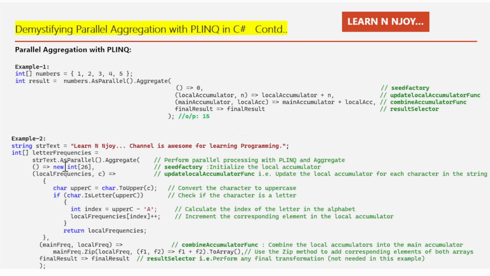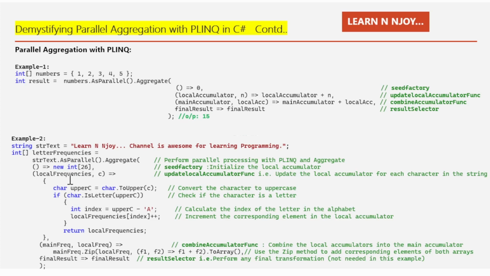Then as the first argument of this Aggregate method, I have written opening closing parenthesis goes to new int[26]. So this statement is nothing but the seed factory function, right? That initializes the local accumulator, and in this case it initializes an array of integers with 26 elements representing the frequencies of each letter in the alphabet. Okay, the second argument is nothing but the update local accumulator function. That's what I have written, localFrequency comma c, and inside that we have written a couple of operations that we are performing inside this function.